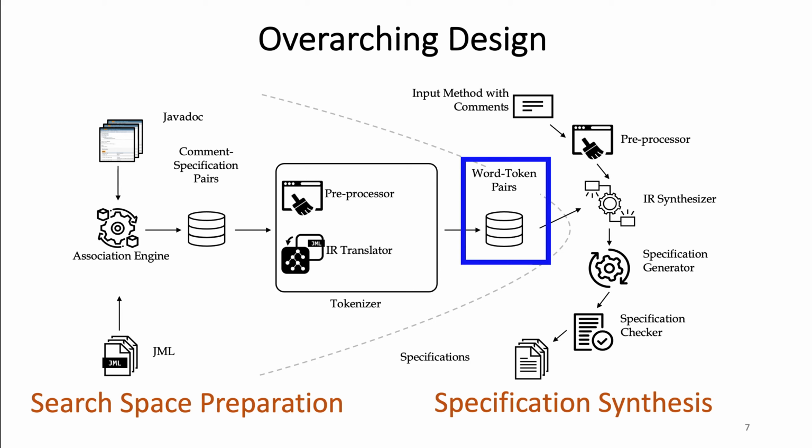The inputs of the second phase are a given method with natural language comments and the word-token pairs. Then we will extract all tokens that are associated with the natural language words in the given comment and generate specification candidates by assembling tokens based on syntax rules and the context of the target method.